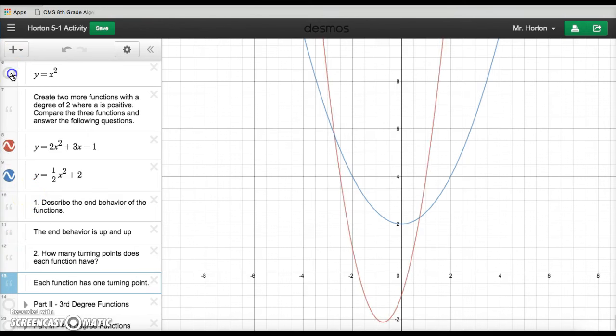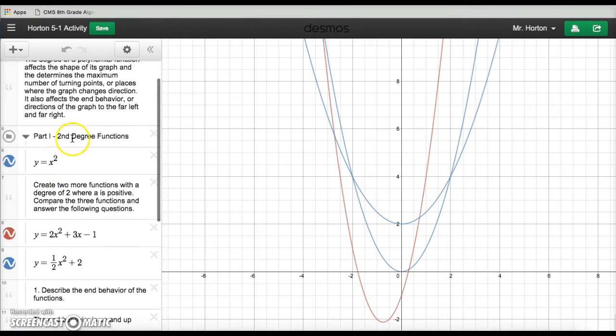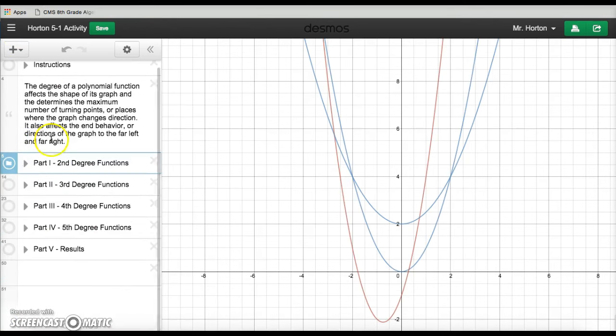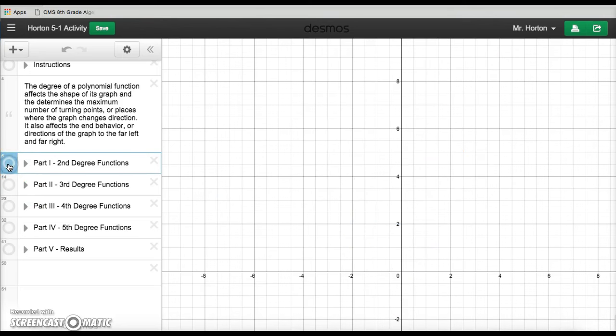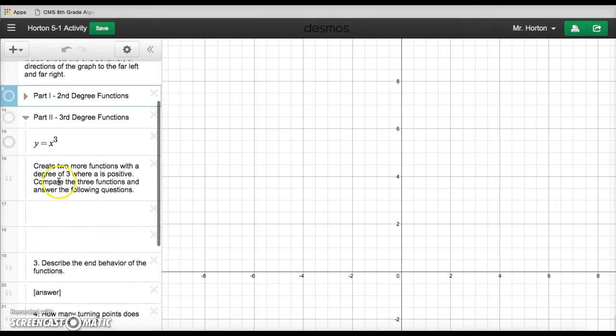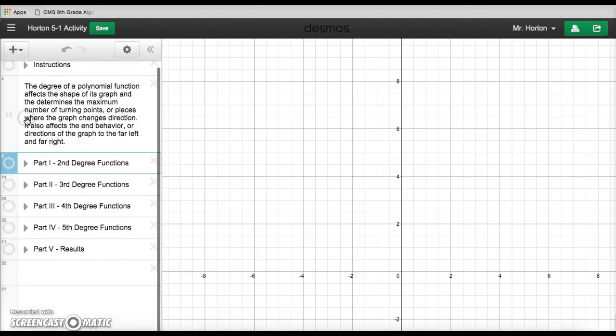So now we've answered the questions for second degree functions. Each of these sections have similar questions. You're going to graph third degree functions, fourth degree functions, fifth degree functions, and answer those questions based on the graph. Now, if you want to turn on and off certain entire sections, I can click on this folder here to turn off all of my part 1 work if I want to get that out of the way, so you don't have to delete anything. So then part 2 would be similar. You would come up with 2 other cubic or third degree functions and answer those questions.